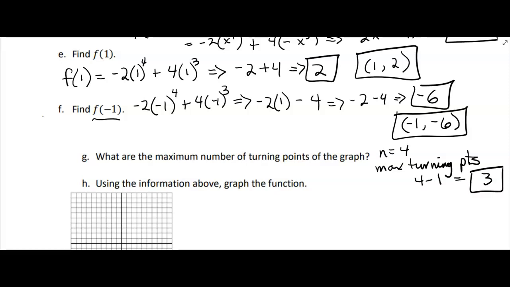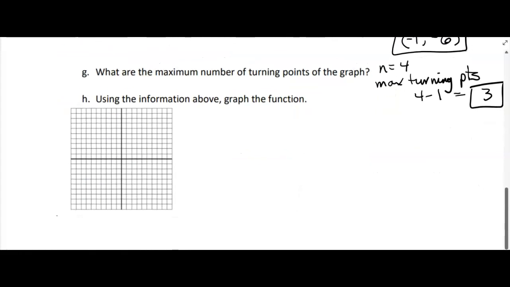Okay, now they want us to use all that information to graph the function. Okay, so let's see what we have for ordered pairs. We had 0, 0 was an ordered pair. Then we have 2, 0. That's an ordered pair right there. And then we have 1, 2. So that's an ordered pair. And negative 1, negative 6. Okay, so we have these ordered pairs.